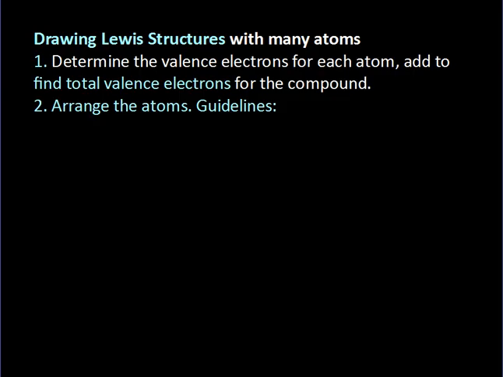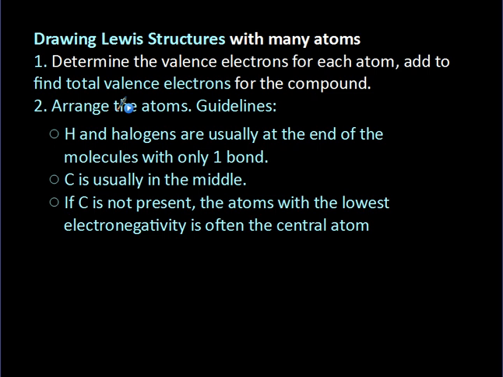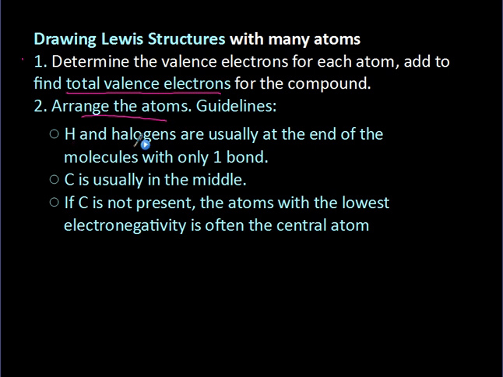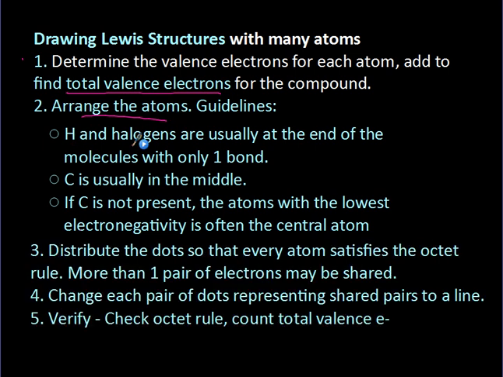So drawing Lewis structures, make sure you write all of this down. Pause if you need to. First thing you're going to do is figure out how many valence electrons you have for each atom. Add them together to get the total valence electrons for that compound. I'm then going to arrange the atoms. First, if I have hydrogen or halogens, halogens being chlorine, fluorine, bromine, iodine, if I have any of those, they only have one bond. So they have to be at the end.